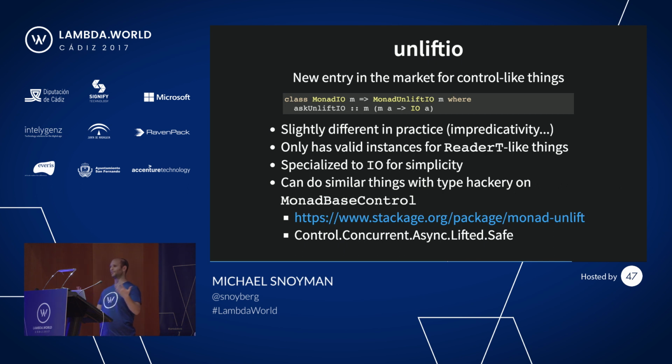You might say, wait a second, I really want to be dealing with StateT and ExceptT in this case. What we're saying is, no, you're not allowed to do that. We are intentionally blocking you from being able to do something like that. There are similar approaches that have been used previously with monad control. If you go look at the lifted-async package, there's a Safe module that does the same kind of thing. But unlift.io, for various reasons, is easier to play around with because it's not using advanced type-level techniques.